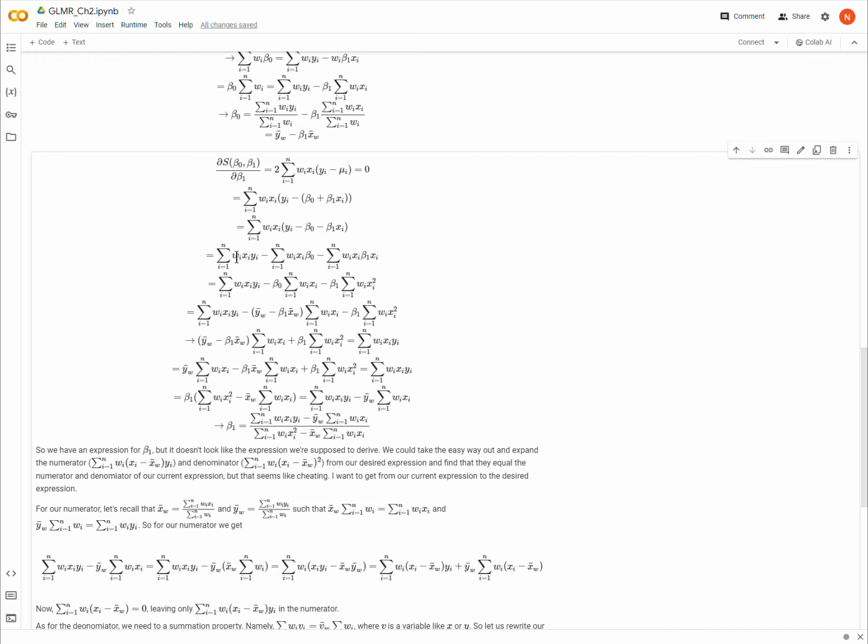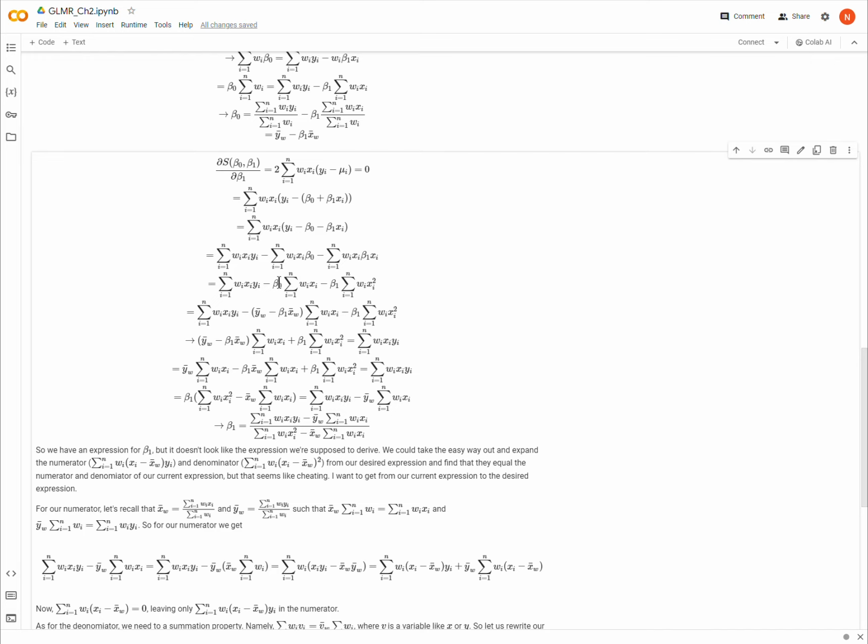So now I have the same expression. The first term is the same. I'm bringing the beta naught out, so there it is right there. And I'm bringing the beta 1 out. And now notice that I have two x's here, and so I just have x i squared. So I've just been simplifying things.